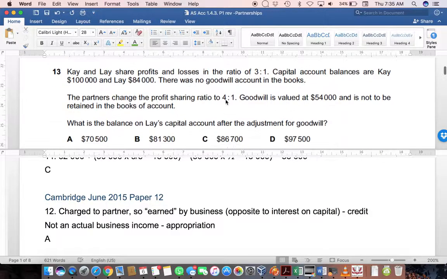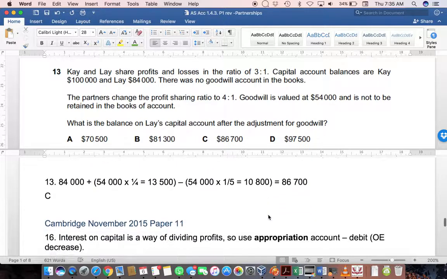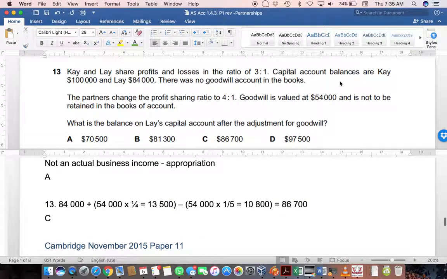13. Kay and Lay share profits and losses in the ratio of 3:1. Capital account balances are Kay $100,000 and Lay $84,000. There was no goodwill account in the books. The partners changed the profit sharing ratio to 4:1. So this is similar to the one before. We've still got two partners, but the ratio was 3:1. It now changes to 4:1. Goodwill is valued at $54,000, but is not going to be kept there.